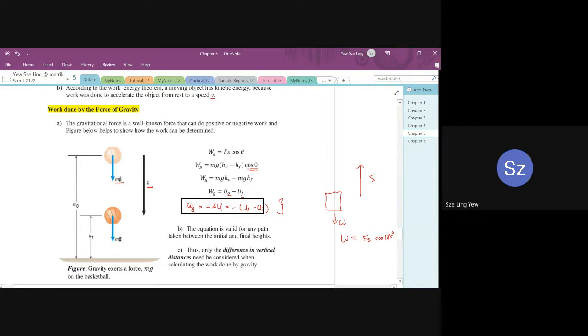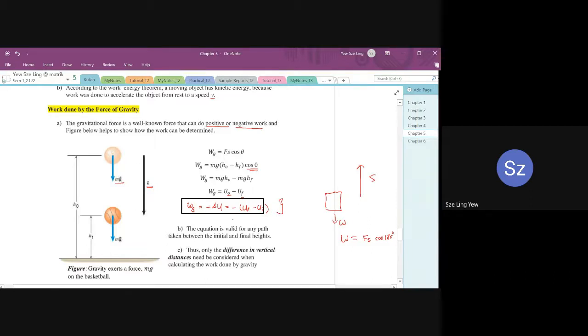That is the meaning of this statement. The gravitational force is a force that can do positive or negative work. It depends on the direction that you throw the object, whether you throw it upwards or you let it drop. If you throw it up, then you are doing positive work, because the work is being done on the object to cause it to move upwards. But if you drop an object, then the object itself is doing the work by using its own weight. So it does work by itself.